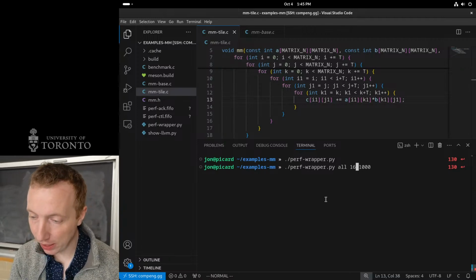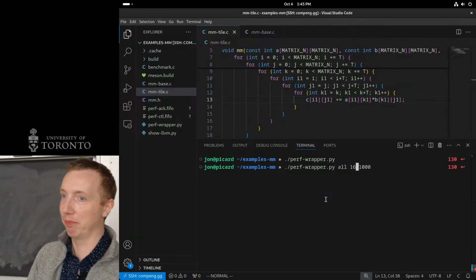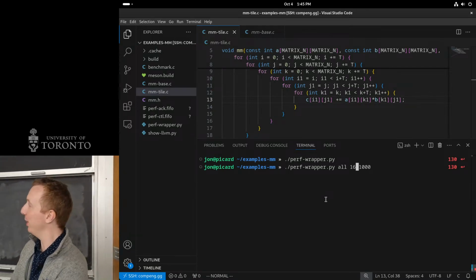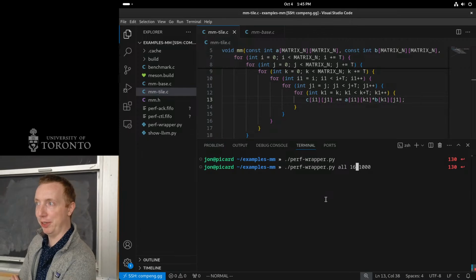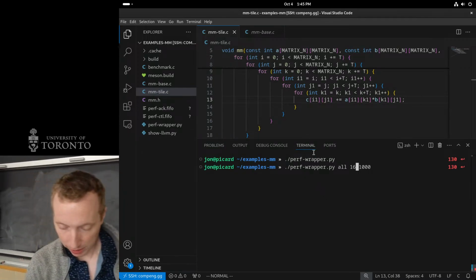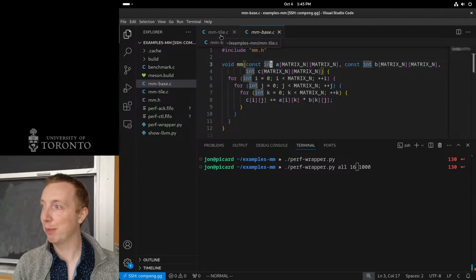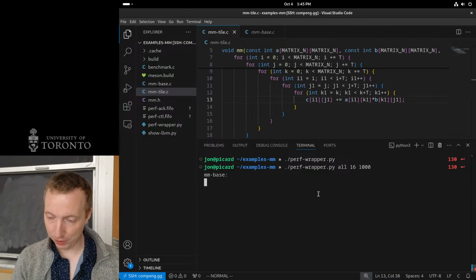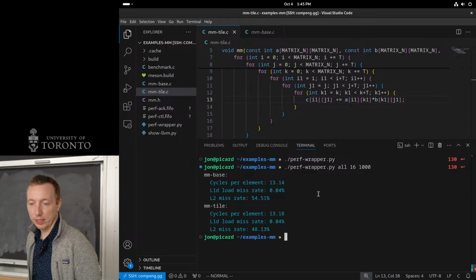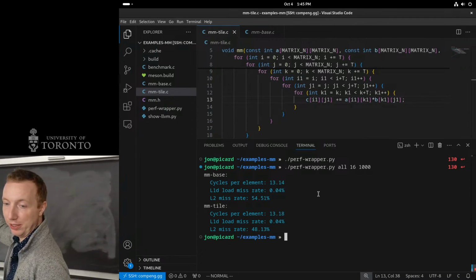So if I run it and both of my matrices are 16 by 16, should I see any difference between using this and using the boring old matrix multiply that I don't do anything for? Probably not, right? So if I run it, I get essentially the exact same thing. My miss rate is essentially 0.